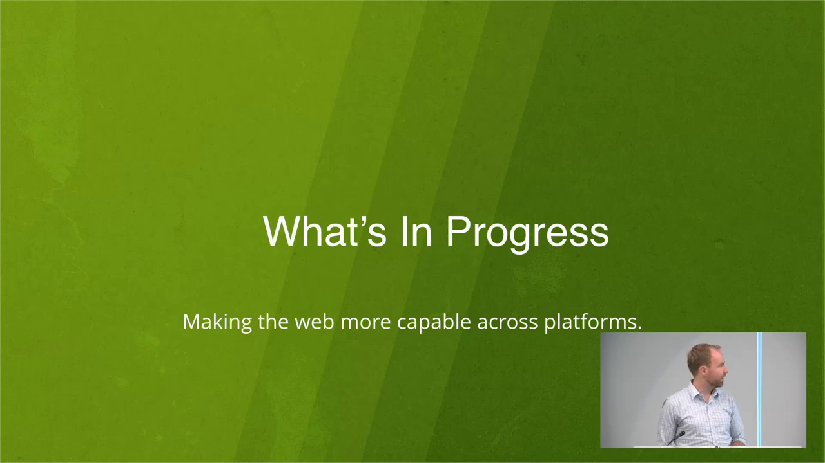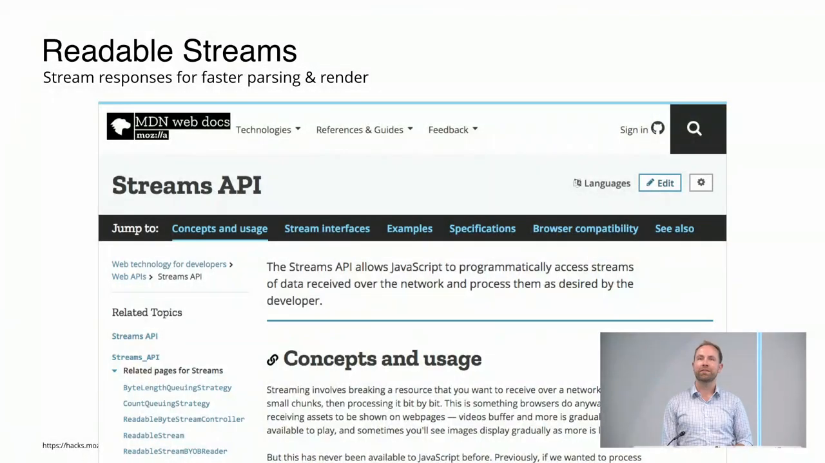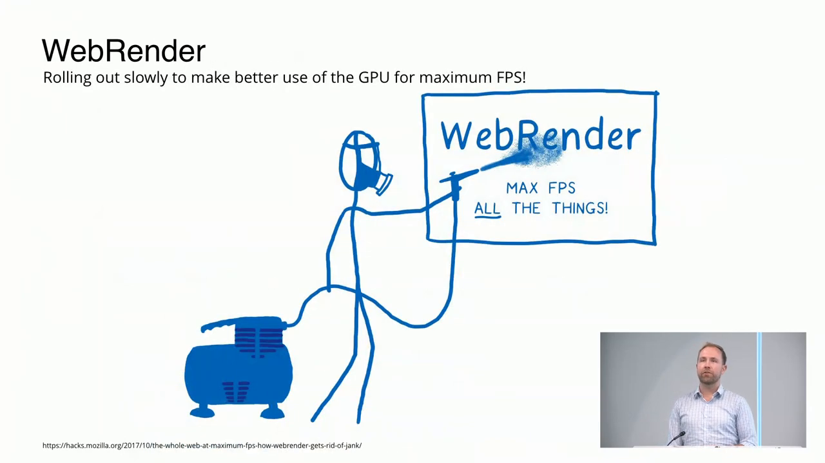So what's in progress? What should you keep an eye out for and hopefully adopt early and get feedback on in the theme of the contributor days? So readable streams, something I'm really excited about because it unlocks a lot of the performance capabilities within service workers and other places, getting data to the front end quicker and helping the browser to parse and render as early as possible because most of the things in the UI are also streamed. Also coming along is Web Render.